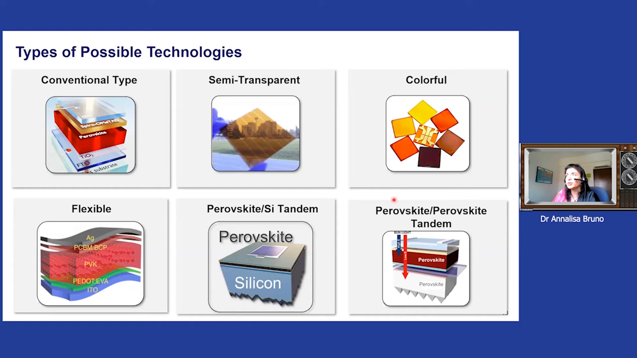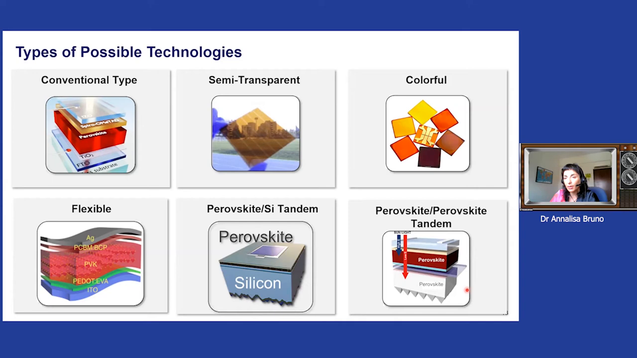What I was mentioning: semi-transparent solar cells, colorful solar cells that can be easily integrated in buildings, flexible devices that can instead be incorporated in many different soft surfaces, like your backpack or any soft surface. The perovskite tandem, that is the one that will guarantee to reach an efficiency that will exceed 30%. And also, even more futuristic, to have devices that are based completely on perovskite. So to use the band gap tunability of the perovskite to develop perovskite solar cells that can reach efficiency above 30% without the use of silicon.